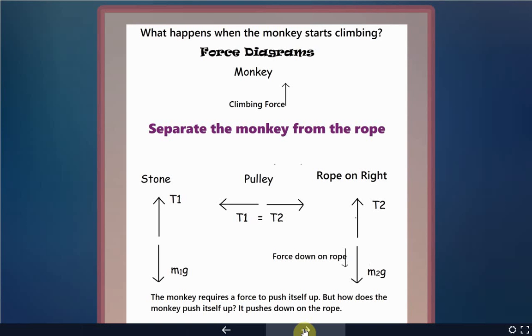Well, when the monkey is climbing up, that is going to be pushing a force down on the rope, and you can see when we separate the monkey, the stone, and the rope in the system, you can get a general idea of what is going to be happening.